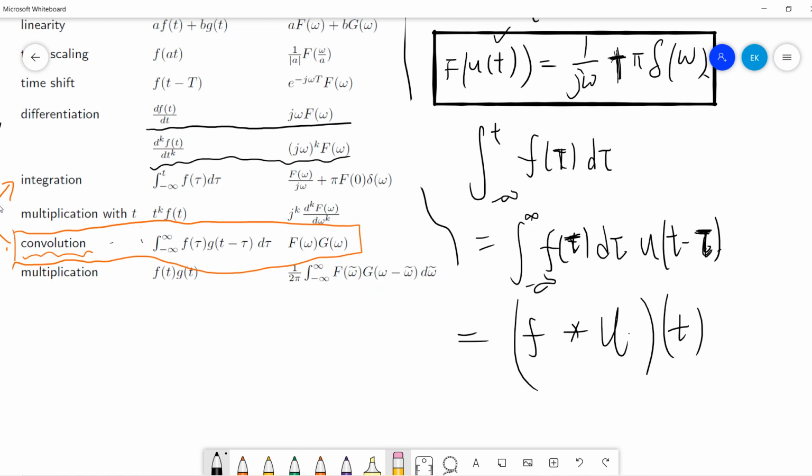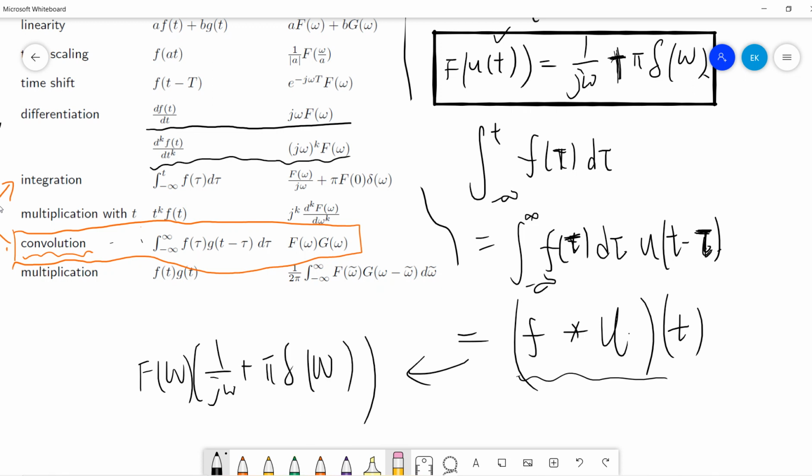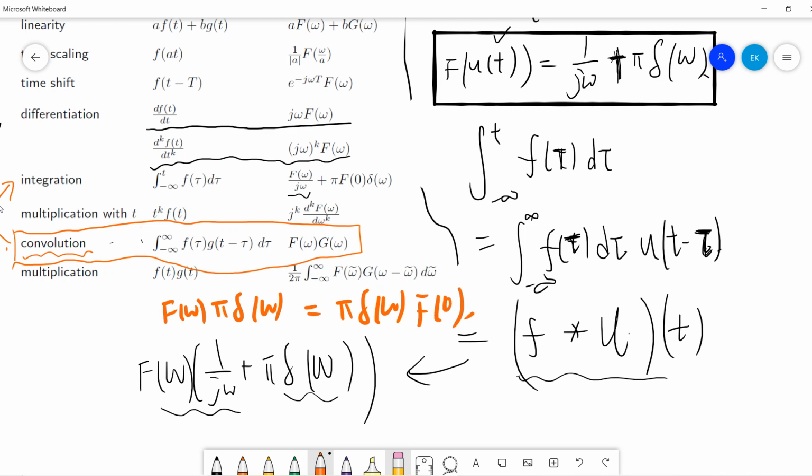So further transformation of this will become F of omega times 1 over j omega plus pi delta omega. The first term is here, and for the second term, this delta function is only non-zero at omega equal to 0. So the second term, F of omega pi delta omega, is exactly the same as pi delta omega F of 0. So we prove this.